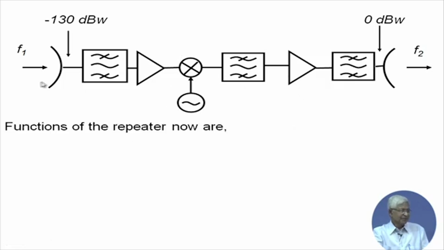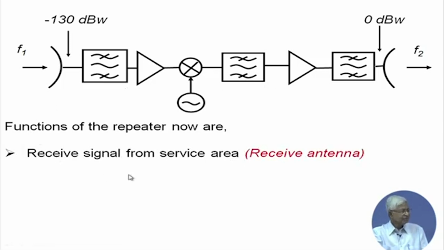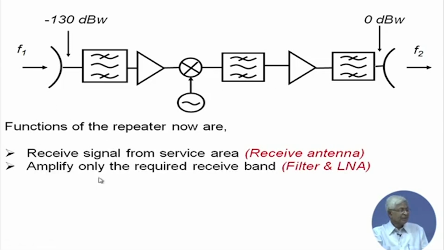The functions of the repeater now, let us put definition and then we will go to the subsystem. One is receive the signal from the service area. So, you need a receive antenna. Then amplify only the required receive band. You might be receiving many things based on the antenna capacity. It is receiving many signals. Out of that, only the required band has to be taken. So, there has to be certain filter, and since the signal is very weak, you need a low noise amplifier.